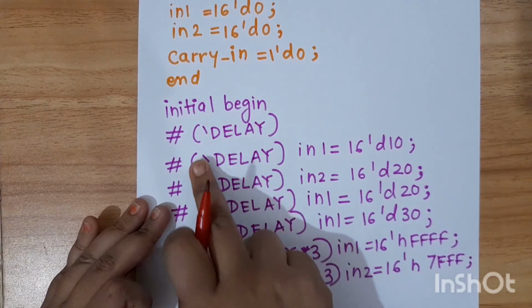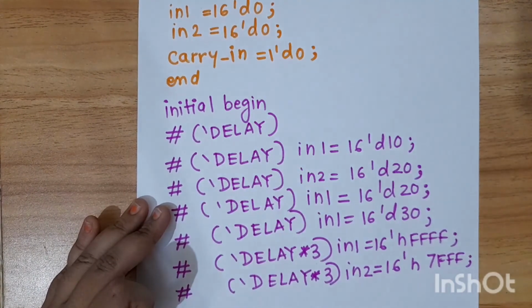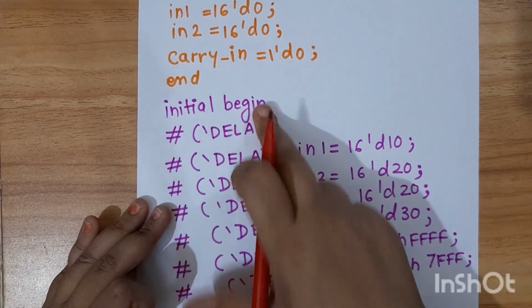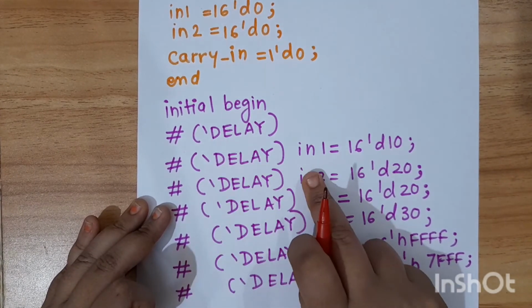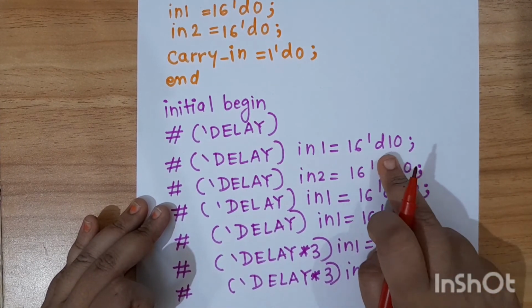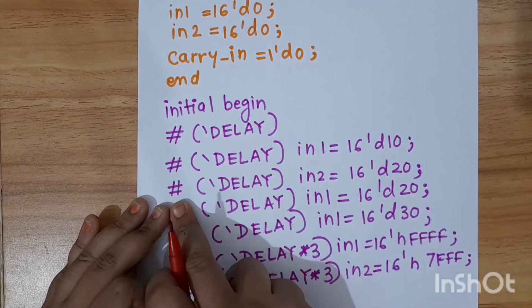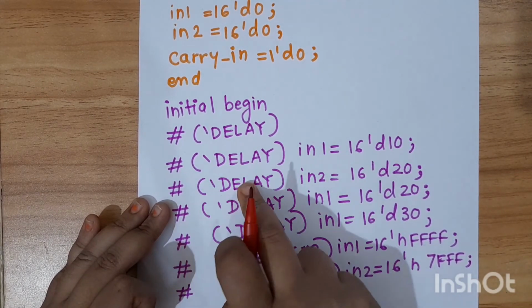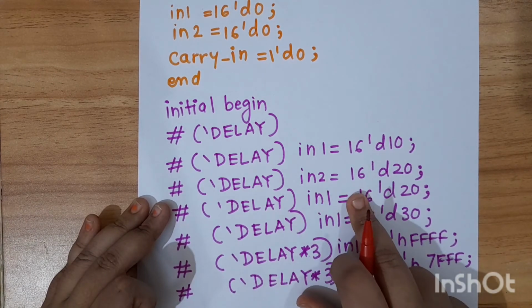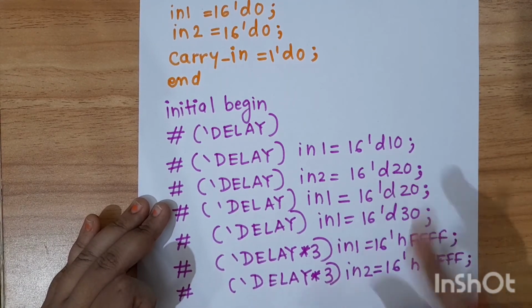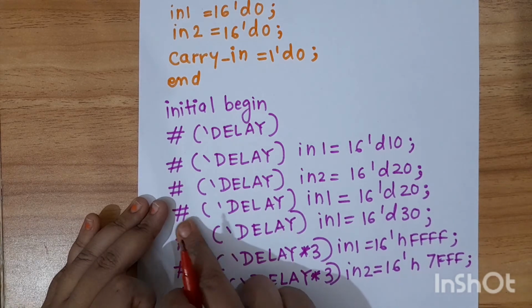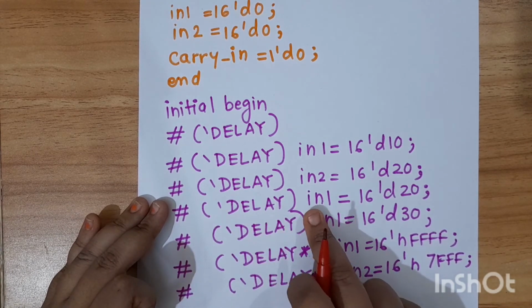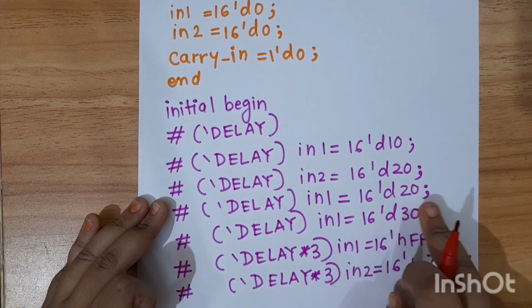Now I will wait here also. We both will be starting at the 0 simulation time, but in this initial begin I will wait for 2 delays, and then I will provide in1 = 16'd0;. After again #delay, which is 10 time units, in2 I am providing 16'd20;. So I will provide the combination of inputs for addition as I like. So #delay in1 = 16'd20;.